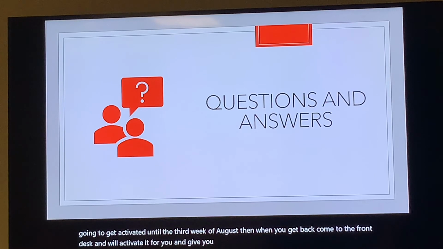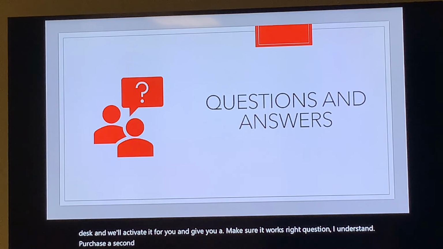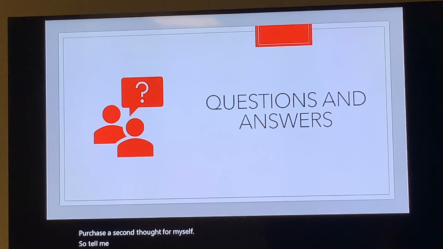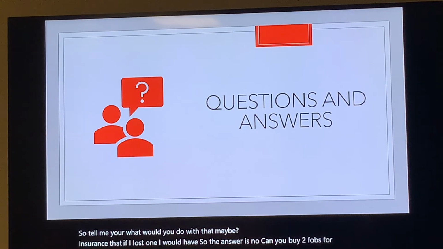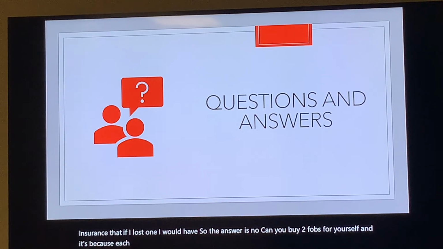Great question. I understand. Can I purchase a second fob for myself? No. So tell me what would you do with that? Maybe it would just be insurance that if I lost one, I would have one. So the answer is no. Can you buy two fobs for yourself? It's because each fob is uniquely identified to you, and so you are going to have a fob registered to your name, and so you couldn't have a second fob registered for that name.